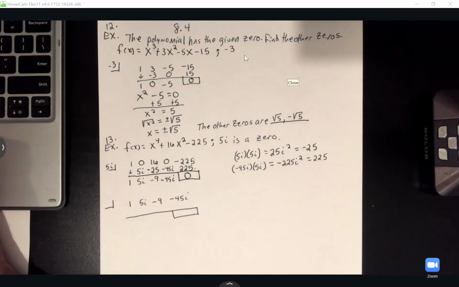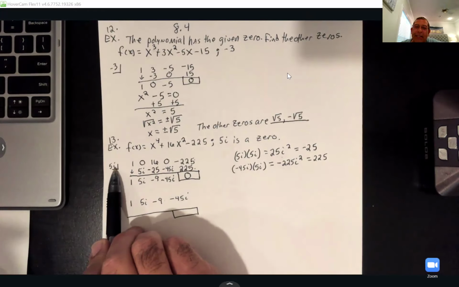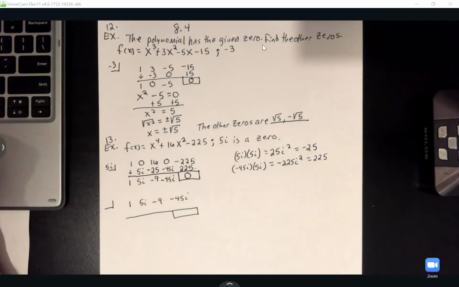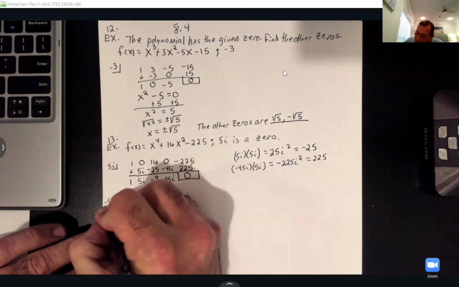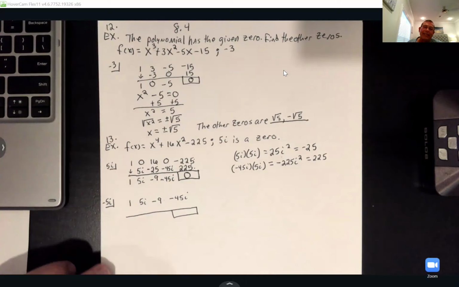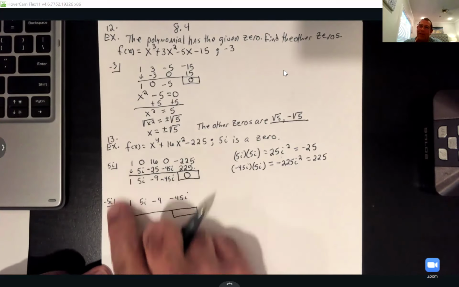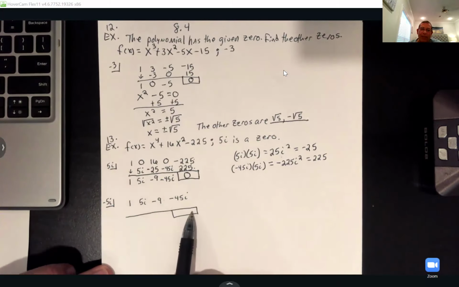Say it again. If 5i is a 0 of a polynomial, what else must be a 0? Wouldn't it be negative 5i? Negative 5i. Let's see. Reed and Faith, both of y'all got that right. Good job. So we got to try negative 5i. So in a way, they're giving you 2 zeros, but you got to know that these come in conjugates, okay? All right, so if we're right, we better get a 0 here.